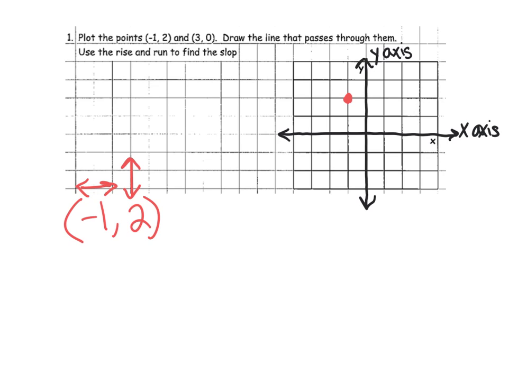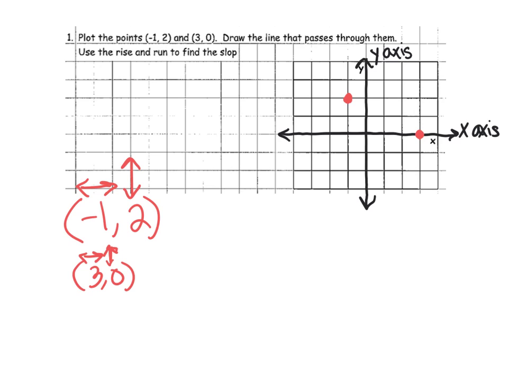And then we're going to plot 3, 0. So first you're going to go left or right, +3, and then I'm going to go 0. So I'm going to start at the origin and go +3. That means to the right 3. And then I'm going to go 0 up or down. That would be right here. All right, plot the points -1, 2 and 3, 0. Got that. Draw the line that passes through them.